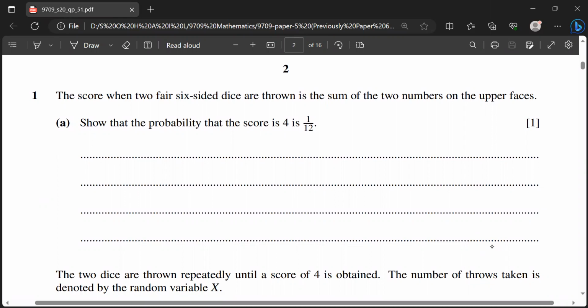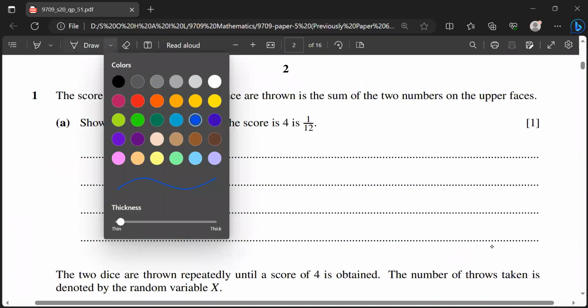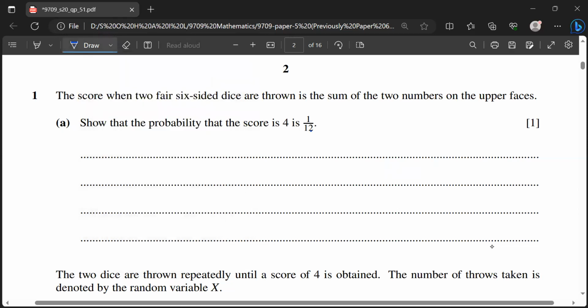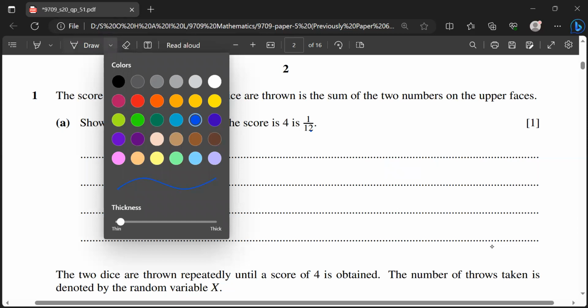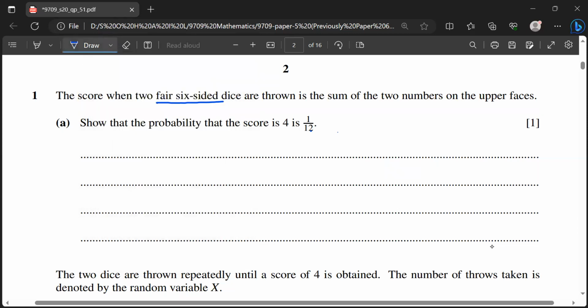Now, for this answer, pair of six-sided dice, sum of the two numbers on the upper faces, show that the probability that the score is 4. So there are different options.